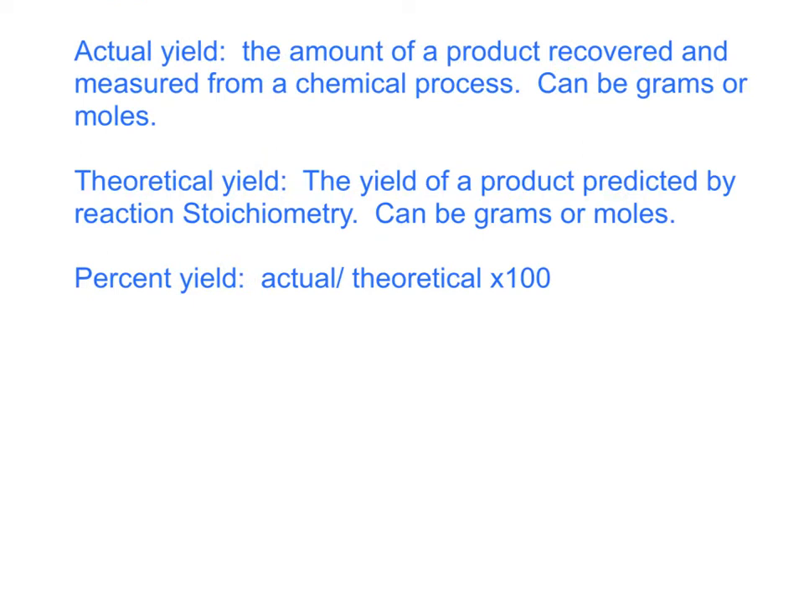Okay, so first off, let's define terms here. The actual yield of a reaction is the actual amount of product that you recovered from some chemical reaction. And we can express this in grams or moles, or it could also be expressed in liters if we collect a gas. The theoretical yield would be the yield of some product that's predicted by the reaction stoichiometry. And again, that can be grams, moles, or liters as well.